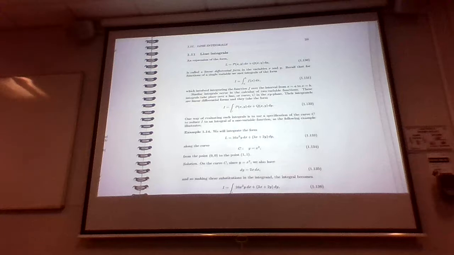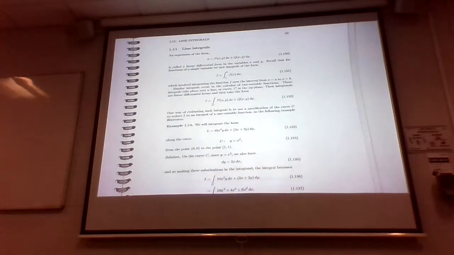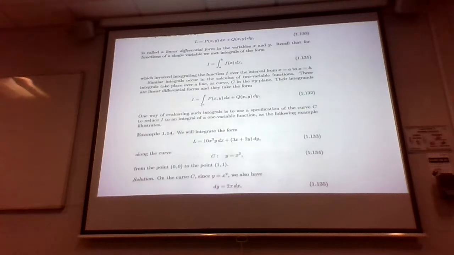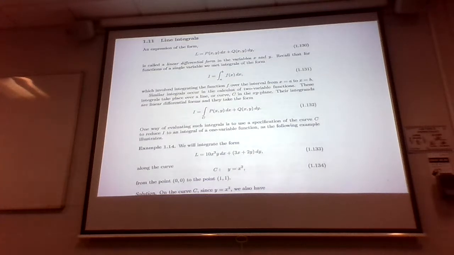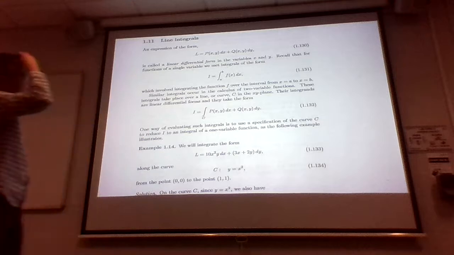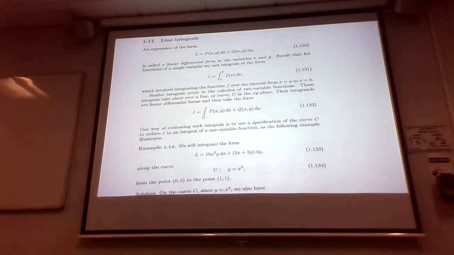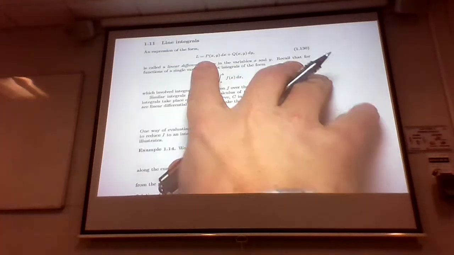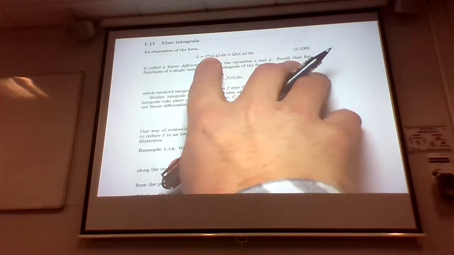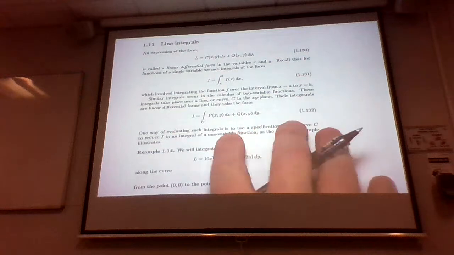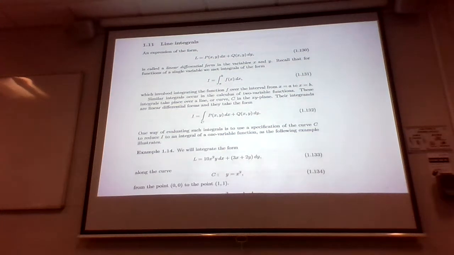Well, we started off by looking at these line integrals or path integrals. So this is a situation where we've got two variables, x and y, and functions p and q, depending on the two variables, x and y, and where we're integrating this linear differential form, p dx plus q dy, integrating that over a curve C in the plane. Okay, so we did some initial examples of those this morning.